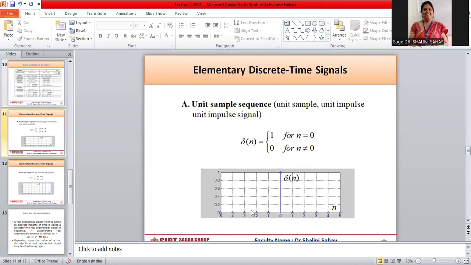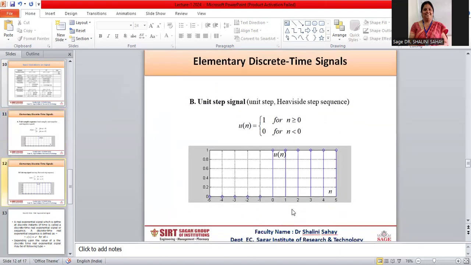Now we will discuss some basic elementary discrete time signals. One is the unit sample sequence, which means that delta n is 1 only for n equal to 0, and it is 0 for n not equal to 0. So we can say that it is a unit sample sequence which has magnitude 1 at n equal to 0, and elsewhere its value is 0. So this is known as the impulse function.